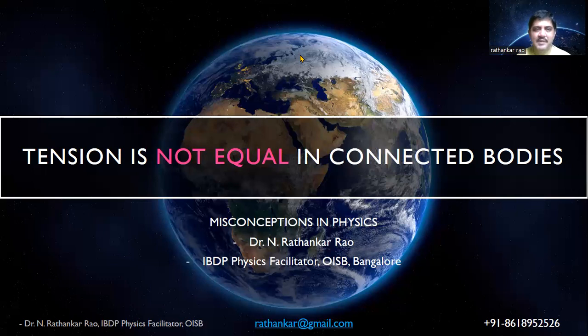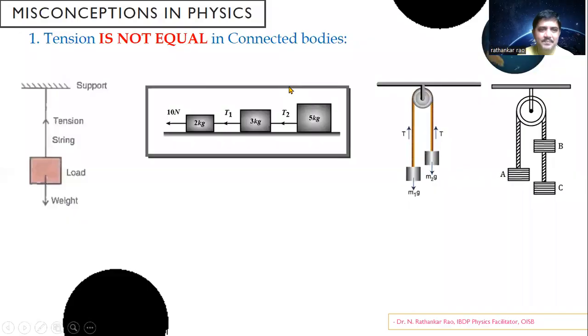The first one towards this exercise is that I'm going to try with tension is not equal in connected bodies. As you see here, you have an object connected with a string, and as a result the tension here can be directly written as tension equal to weight, which is equal to mg. Very clear. Now let us take up this example. Here you see there's a tension T1, and there's a tension T2. These are known as connected bodies. It doesn't matter whether this is 2 kg, 3 kg, 5 kg, or once again 2 kg, 2 kg, and 2 kg. Whatever you take, you will see that the tensions would be different.